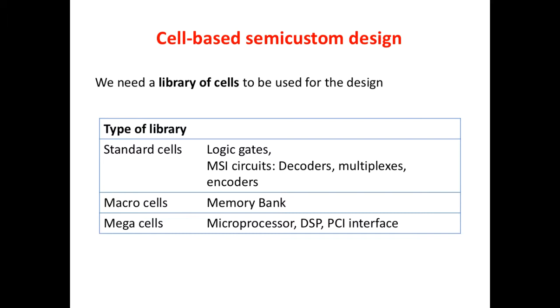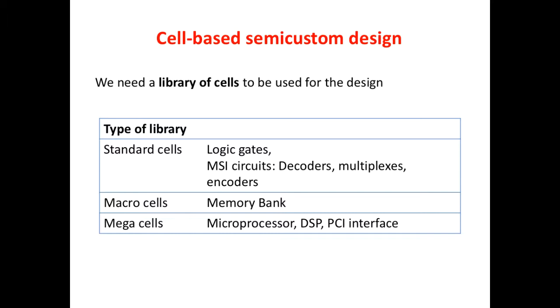All the logic gates, 2, 3, 4, 5, 6 inputs. All the so-called medium scale of integration circuits. So the decoders, the multiplexers, the encoders that are used several times. And that's it. You have a library of standard cells, and you can pick the type of logic gate or circuit that you need, and you put it in your design. And the macro cells I already mentioned, they can be typically memory banks.